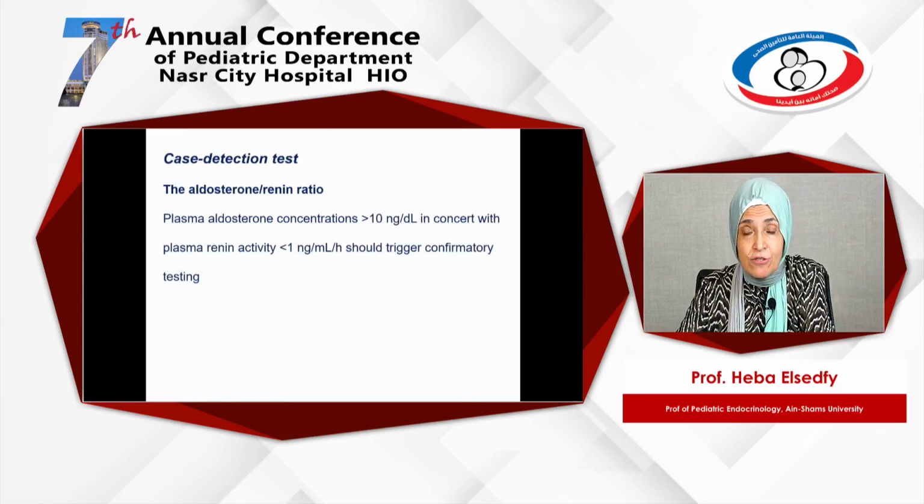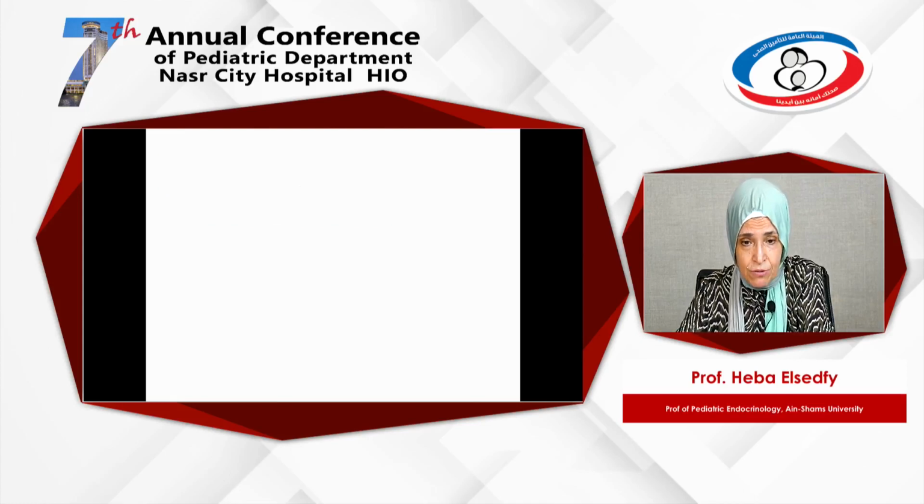So the best test to detect primary aldosteronism is the aldosterone-renin ratio. Plasma aldosterone in this case will be elevated and the renin activity will be suppressed, and this should trigger confirmatory testing.